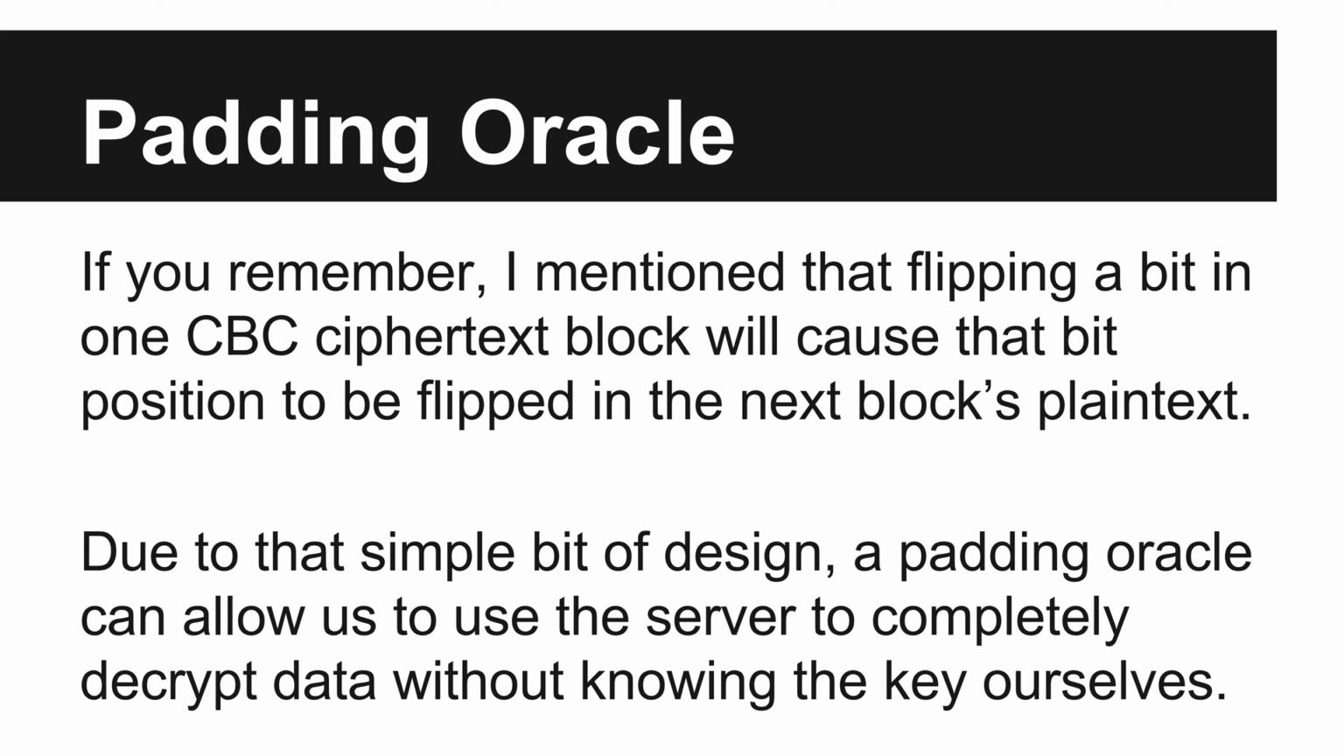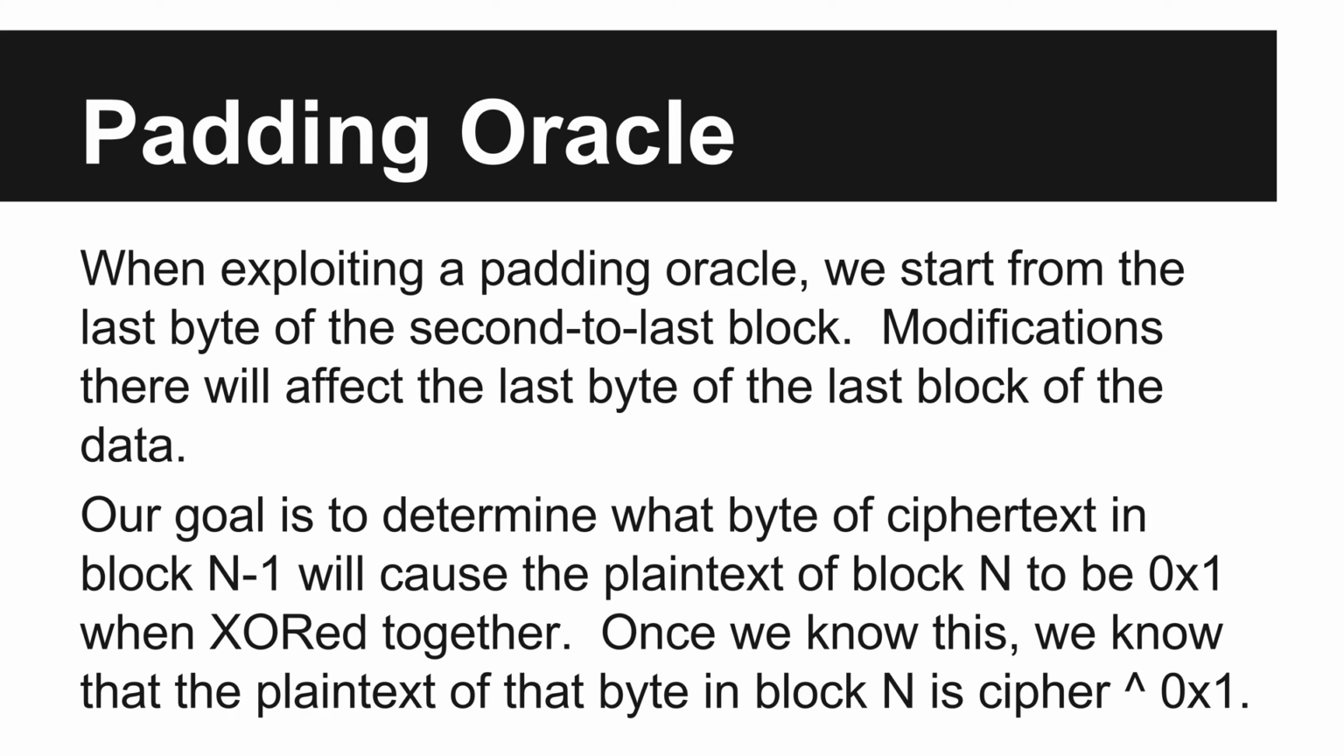If you recall from last session, I mentioned that flipping a bit in one CBC ciphertext block will flip a bit in the resulting plaintext of the following block. Due to that, a padding oracle can actually let us use the server to fully decrypt the data without having to know the key. What we'll do is start with the last byte of the second to last block. Modifications to that byte will affect the very last byte. Our goal here is to determine what byte of ciphertext in block n-1 will cause the plaintext of block n to be 1 when XORed together. Once we know this, we know that the plaintext of that byte in block n is ciphertext of n-1 XOR with 1.